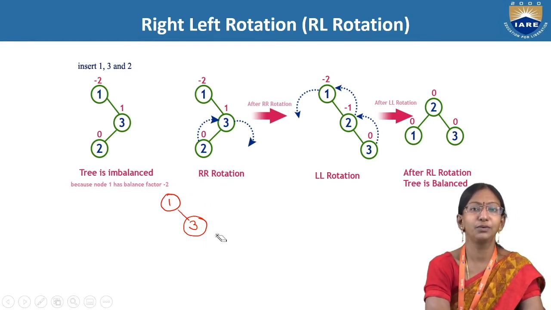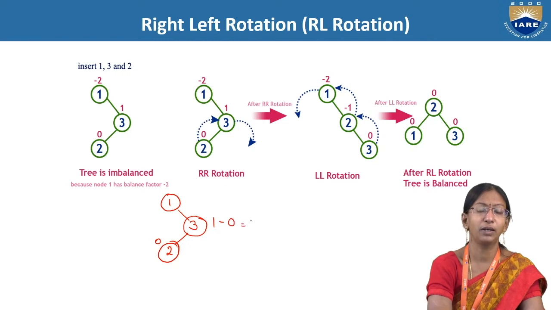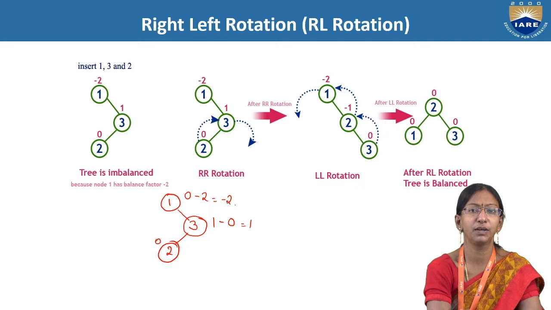So where is 2 going to sit? As 2 is greater than 1, it will go to the right side. As it is less than 3, it will go to the left side. So 2 is going to sit over here. As 2 is a leaf node, its balance factor will be 0. Coming to 3, its left node is 1, minus right is 0, which is 1. No problem. Coming to 1, its left subtree height is 0, right is 2. Minus 2 is its balance factor.